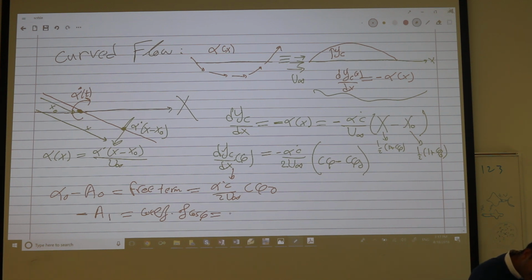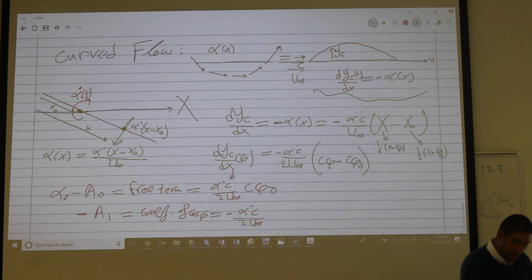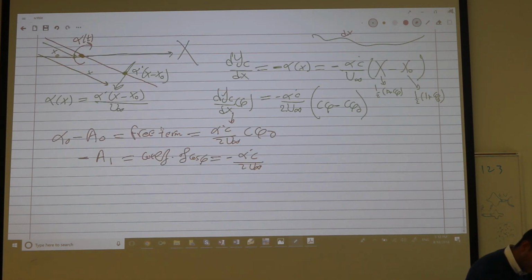So here is negative alpha dot C over 2U infinity, right? So you got A0 and A1. I don't have a static angle of attack, it's all varying. A0 is negative here, A1 is positive here. So my lift coefficient, we just proved that it's 2 pi times (A0 plus half A1).